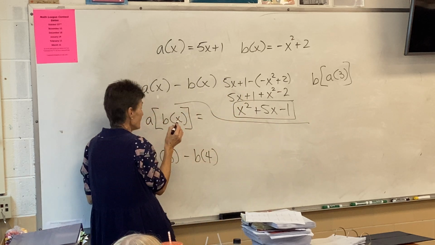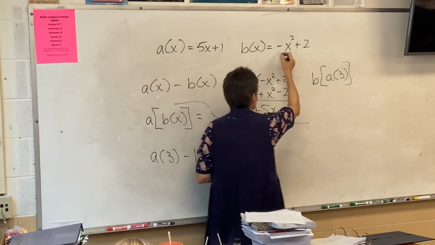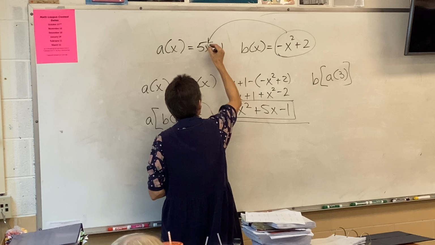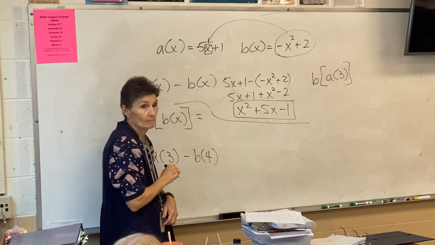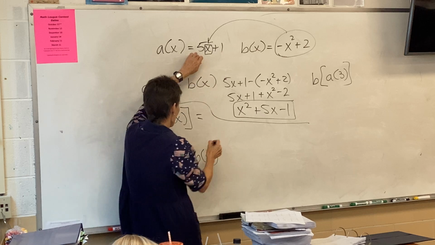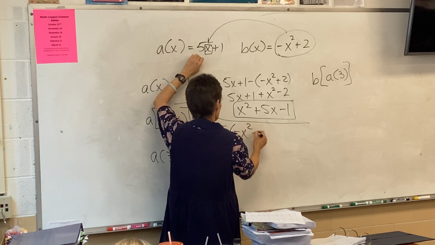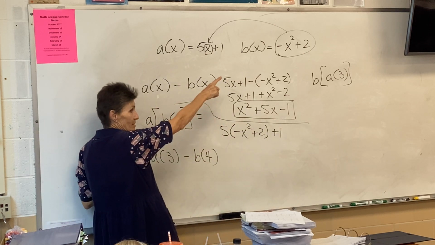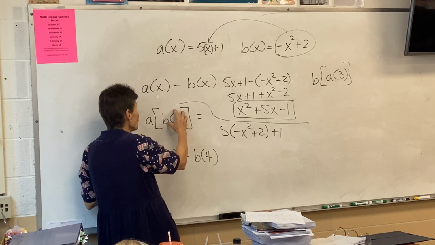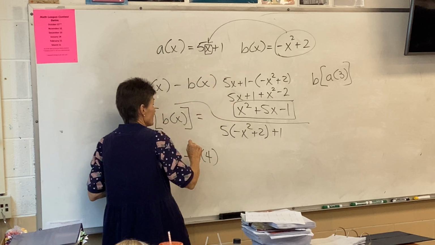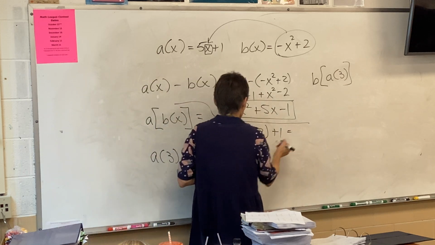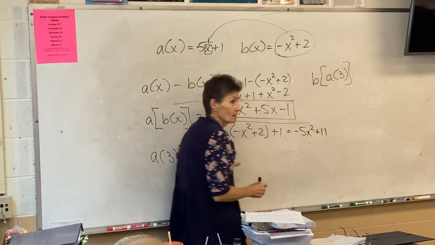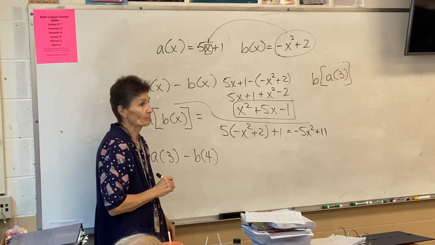It's literally plug B, the B thing, into A, right here. So that's going to be 5 times negative x squared plus 2 plus 1. Whatever B is, take out the x in A and plug it in its place. So what am I going to have there? Negative 5x squared plus 11 plus 10 plus 1.